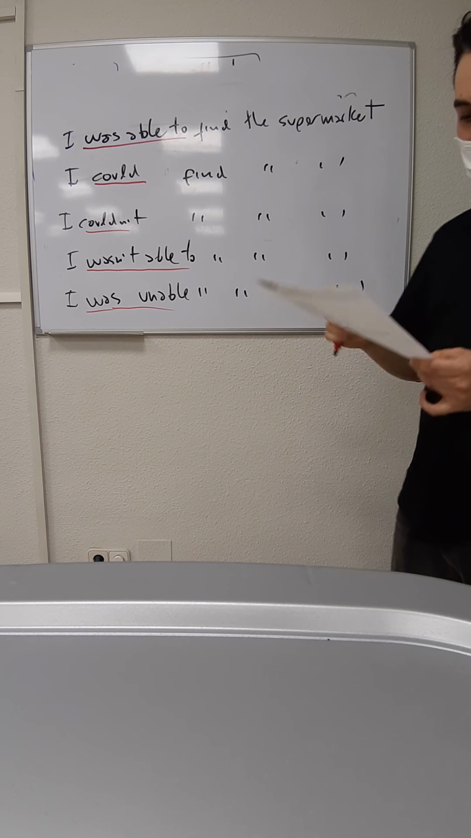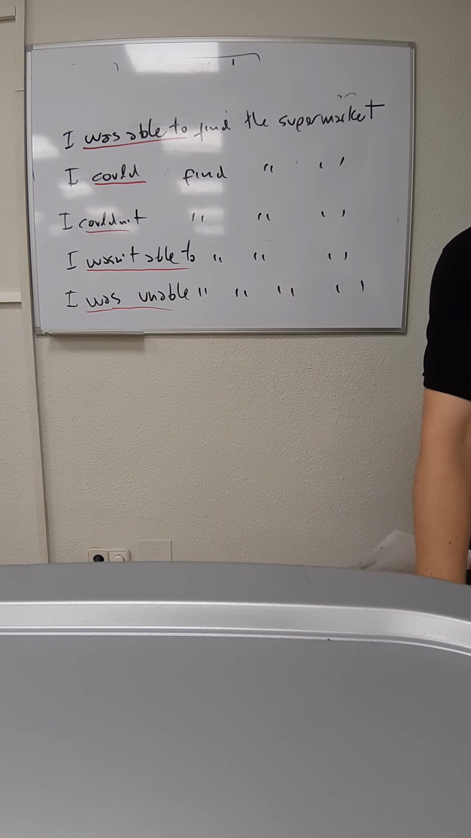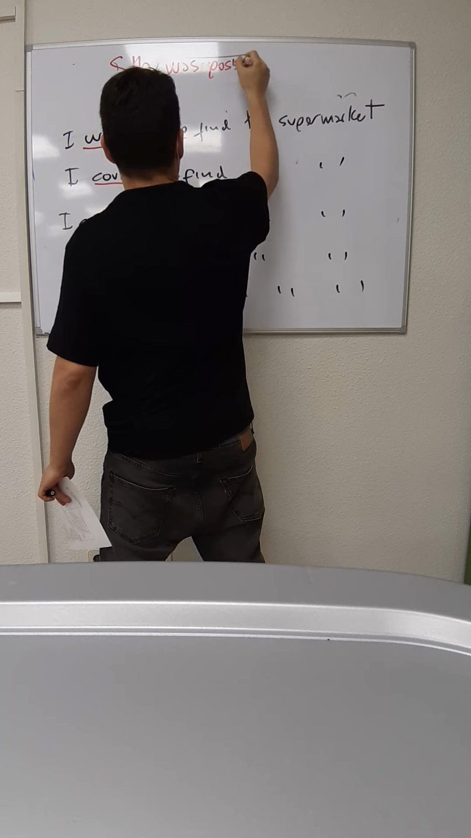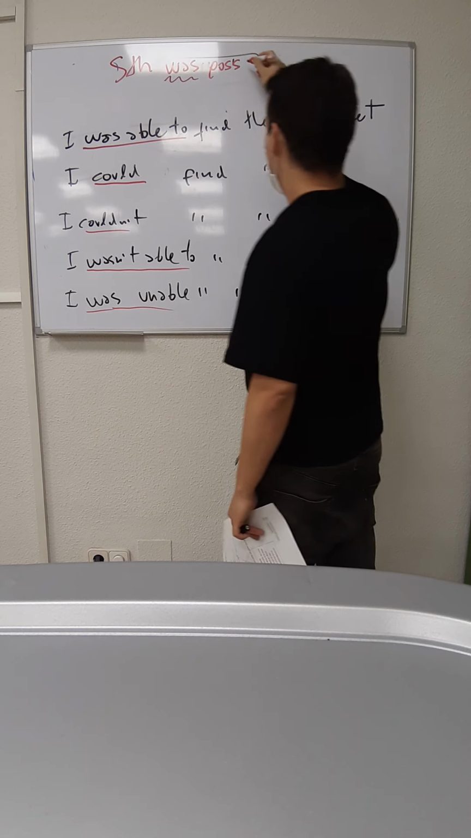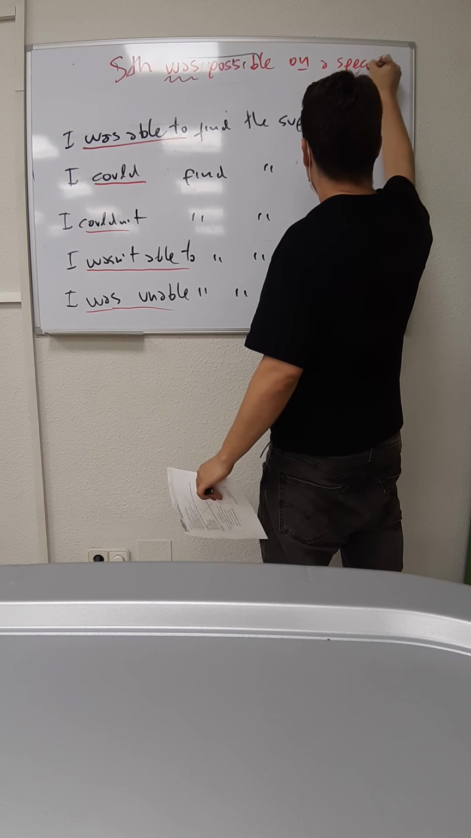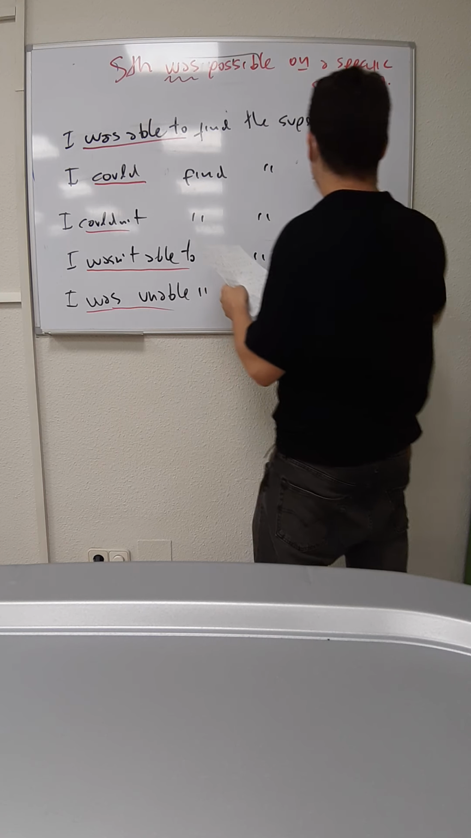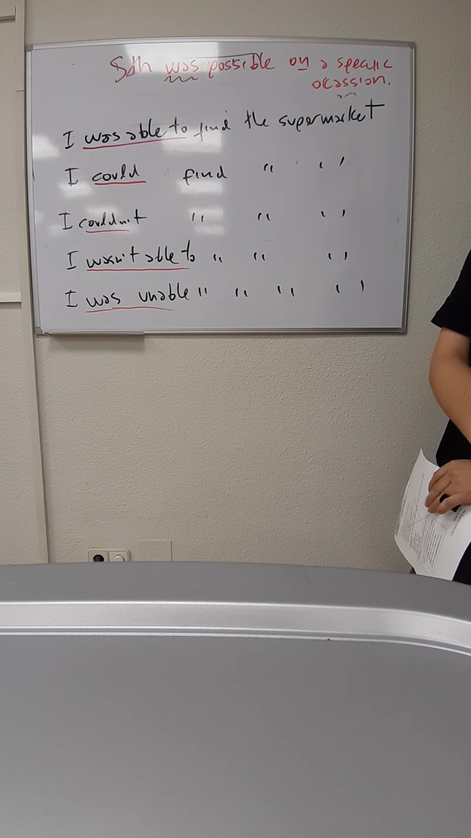Okay, first of all, what am I expressing with these sentences? First of all, I'm expressing that something was possible on a specific occasion. I'm going to write it down for you. Something was possible. Notice that this is the past tense. Something was possible on a specific occasion. One of them is wrong. I'll give you another chance.